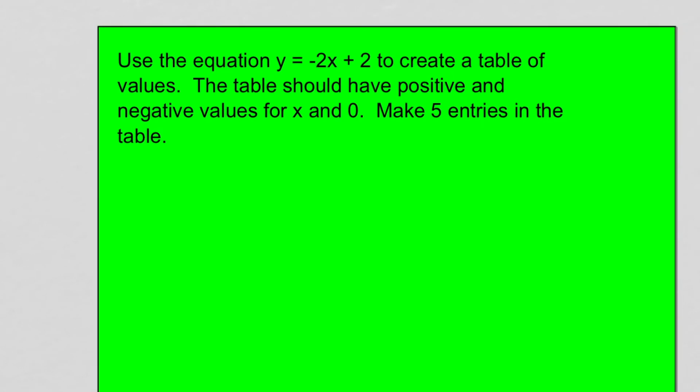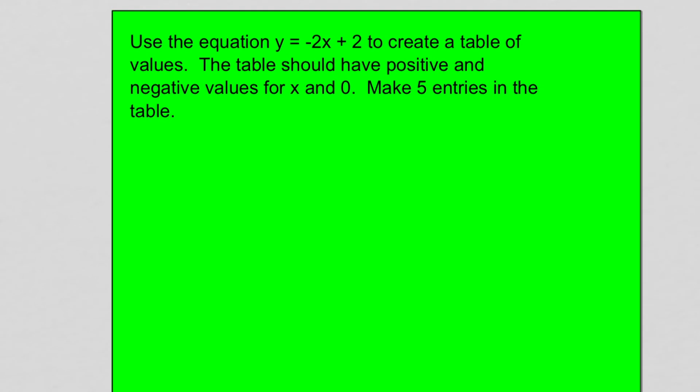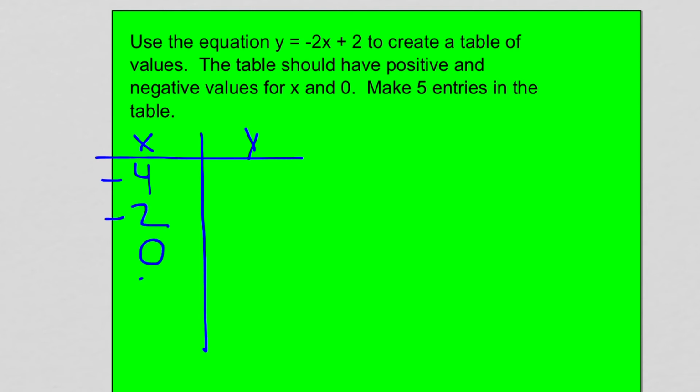So this question says, use the equation y equals negative 2x plus 2 to create a table of values. The table should have positive and negative values for x and 0. Make 5 entries. So I'll make my table of values. And I'm going to use different values for x this time, just to change it up a bit. Let's say x is equal to -4, -2, 0, 2, 4.